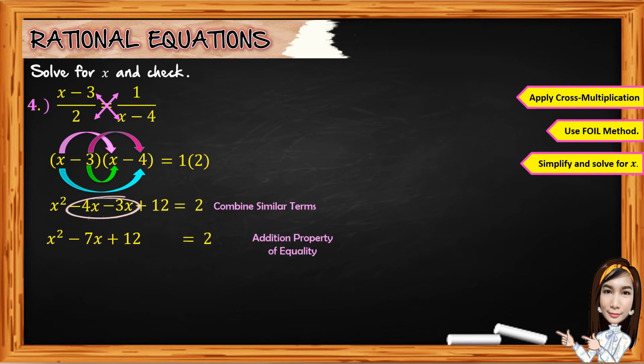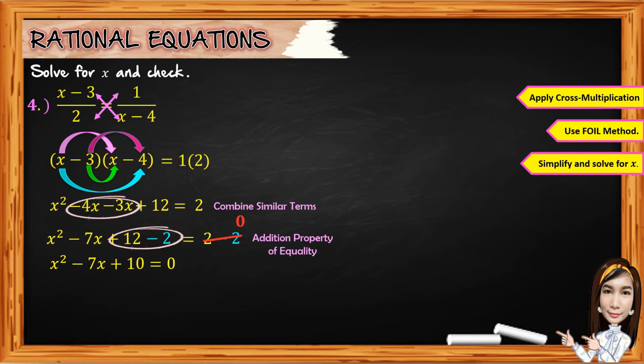Then, we're going to apply the addition property of equality. So, we're going to add to both sides the additive inverse of positive 2, which is negative 2, so that we can cancel. 2 minus 2 is equal to 0. And we're going to combine similar terms, which are the constant terms. So the result is x squared minus 7x, 12 minus 2 is positive 10, equals 0.